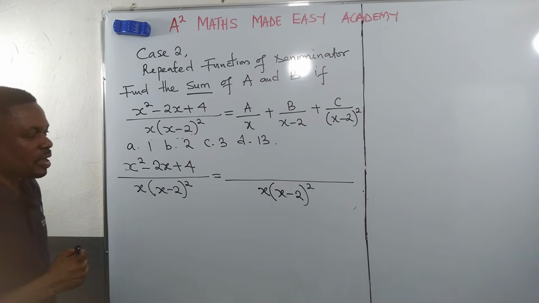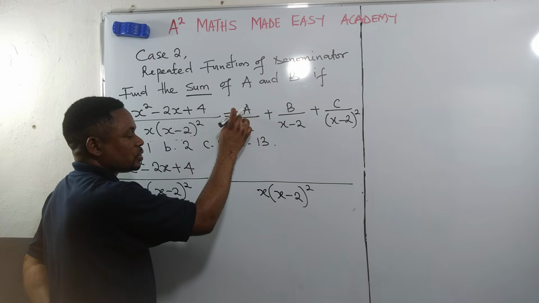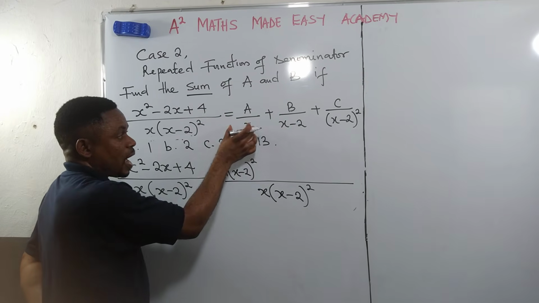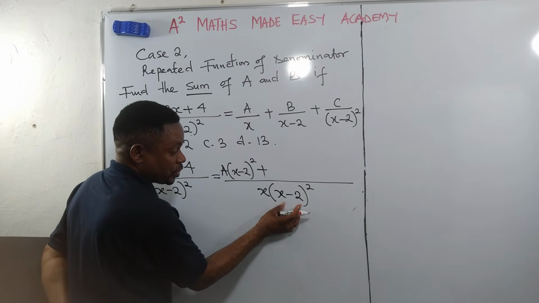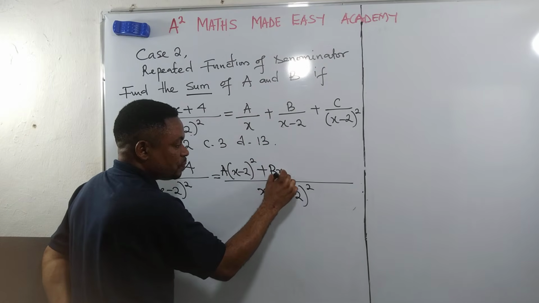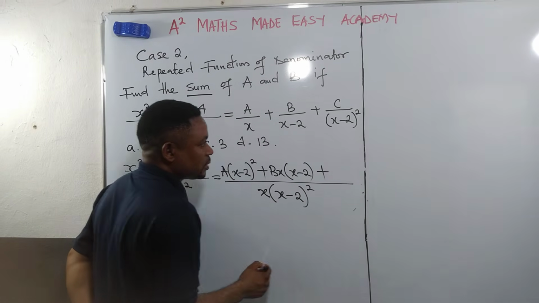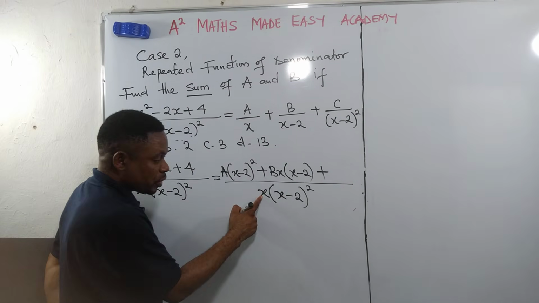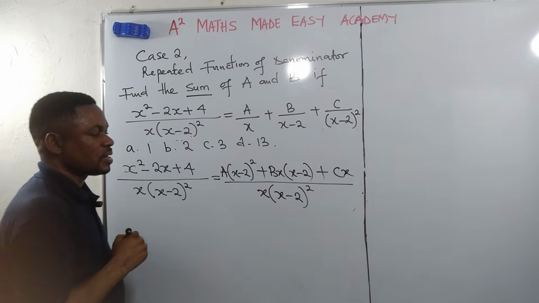Let's divide. If this x cancels this very x, it will remain this, right? Use it to multiply A. It will give me A bracket (x minus 2) all squared. I am done with this. Then plus, observe this, one of this will cancel one of this, it will remain 1, including x. Use it to multiply B. It will give you Bx, bracket (x minus 2). Are you with me now? Then you now add. This particular one will cancel this one. It will remain x. Use x to multiply C. It will now give you Cx. Am I communicating now?